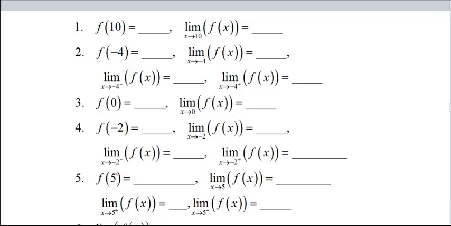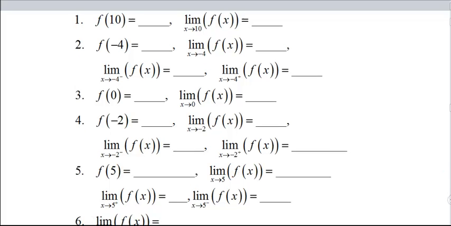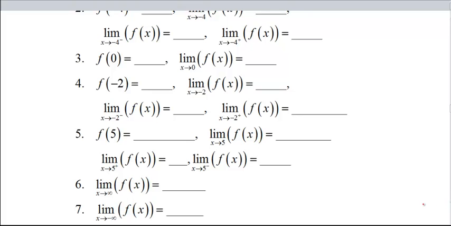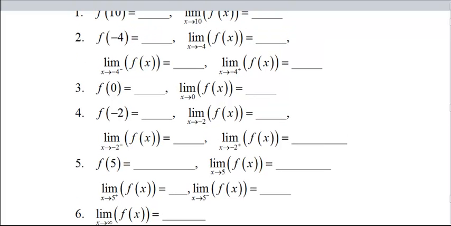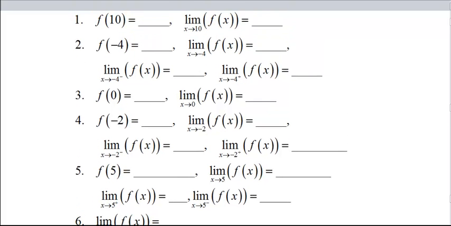Number 5, we want f of 5, the limit as x approaches 5, and the one-sided limits as x approaches 5. And then we want to go to infinity and minus infinity. So jot all those down. Remember, the last two are going to infinity and minus infinity. If you need to, stop here, press pause, and write all these down. When you're finished writing them down, come back and we'll look at the graph.